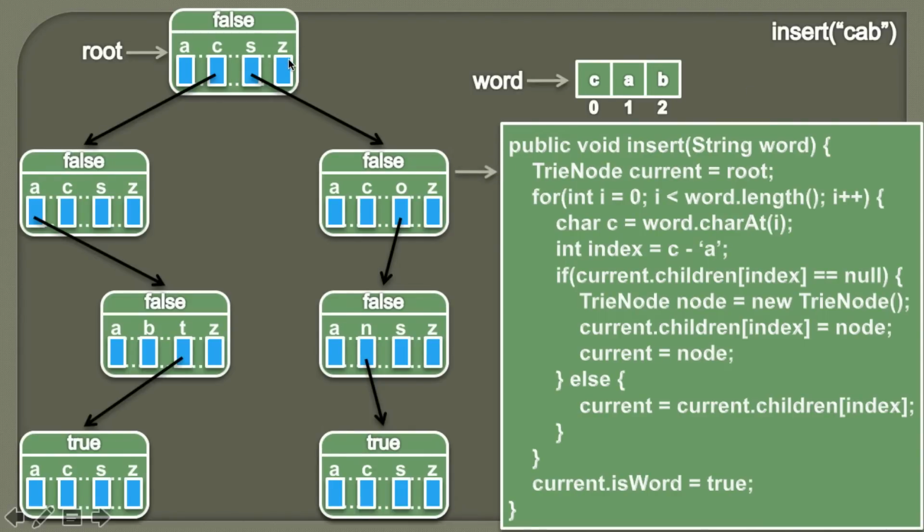We'll start from the root by creating a temporary trie node by the name current, and we'll assign the value of root to it. So it would look something like this. And then we'll provide a for loop which will iterate over each and every element of the word. So we'll start from c. We'll evaluate its index position by subtracting a from c. So the index becomes 2.